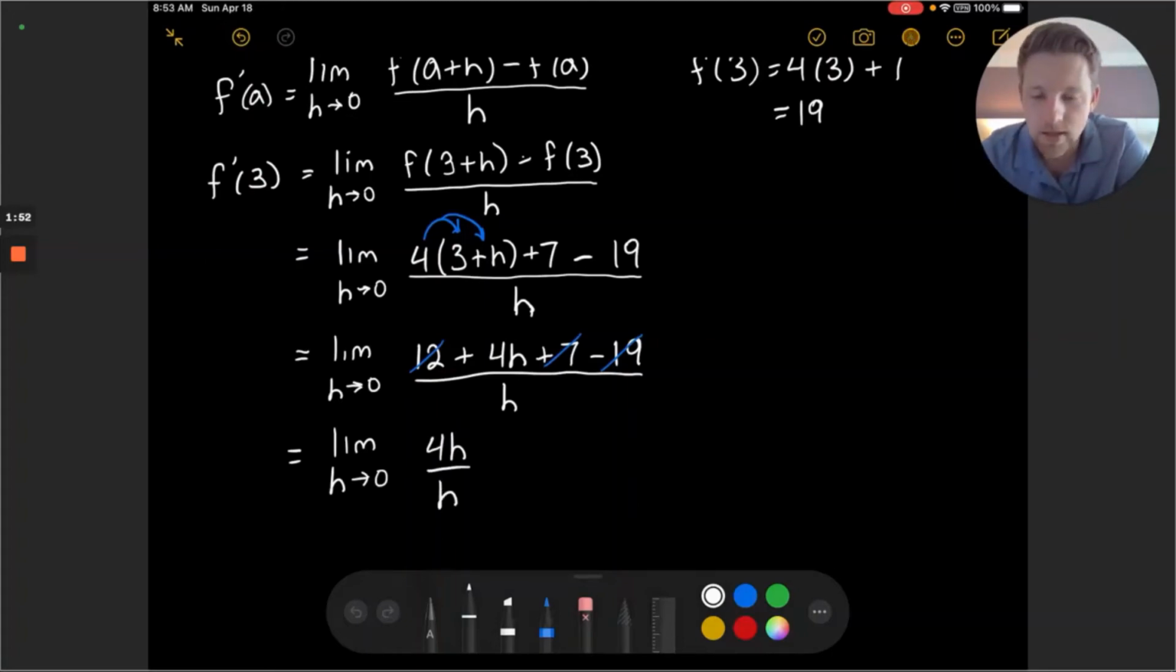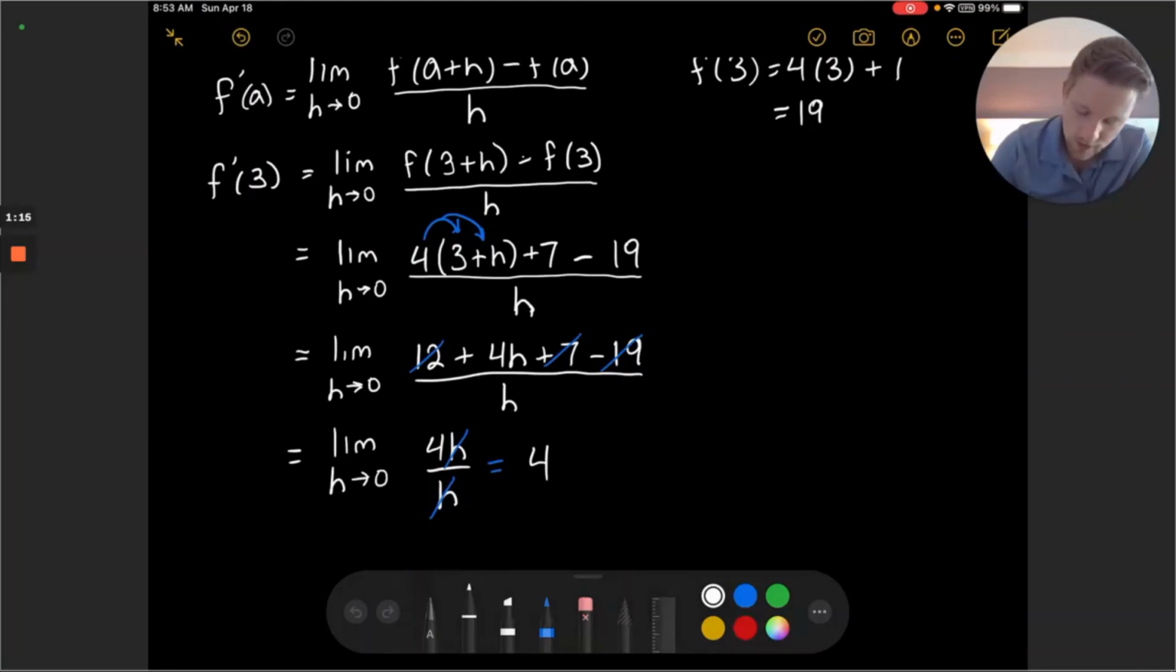But a nice thing happens here. We can just cancel out the h in the numerator and the denominator. And when we cancel, this limit is left as the limit as h approaches 0 of 4, which is a constant. And so we know that if a limit is a constant, it's just going to be that constant, 4. Because there are no h's left, the limit is not dependent on h anymore.